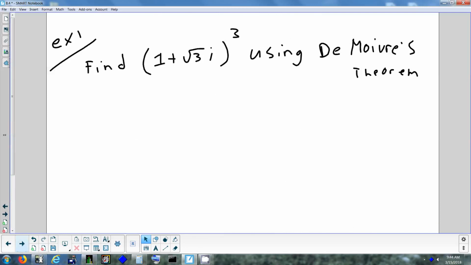Okay, so this is one where, is it going to take more time to change to trig form and then use DeMoivre's theorem, or should we just cube it out because it's only to the third power? Probably could go either way on it, but I want to practice DeMoivre's theorem. Okay, so first thing, we got to get it in trig form.